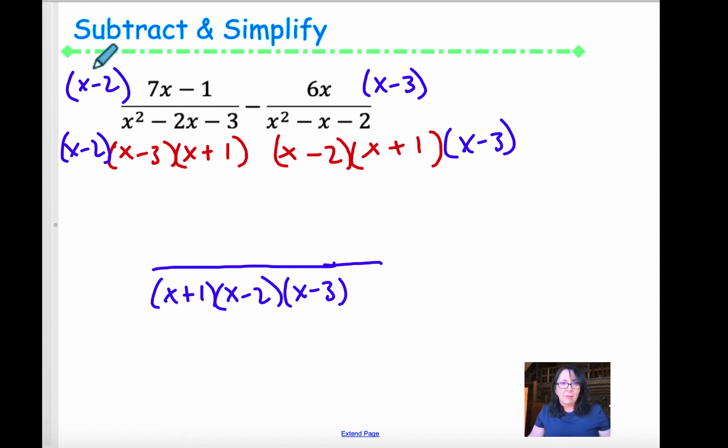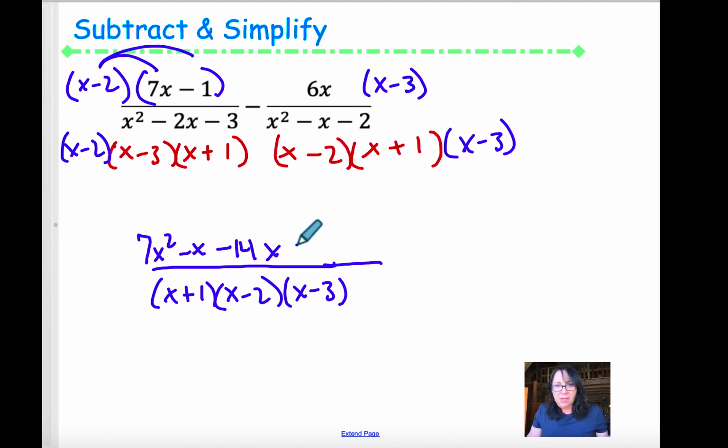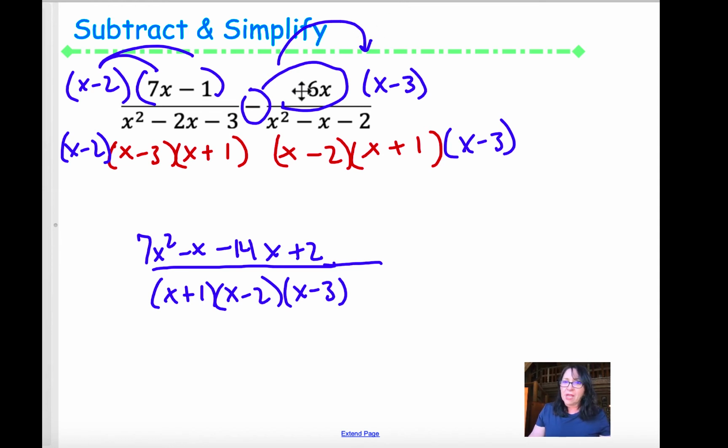But for this, I do need to FOIL and I need to distribute. So x times 7x is going to be 7x squared. x times negative 1 is negative x. Negative 2 times 7x is going to be negative 14x. And negative 2 times negative 1 is positive 2. And then see this negative sign? Again, that goes with the negative 6 when you distribute. So negative 6x times x is negative 6x squared. Negative 6x times negative 3 is positive 18x.